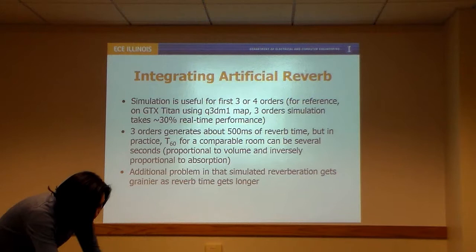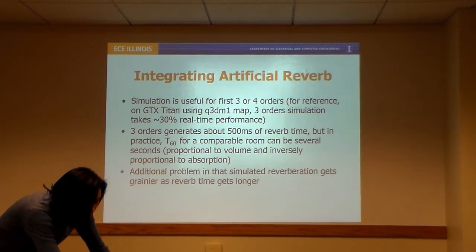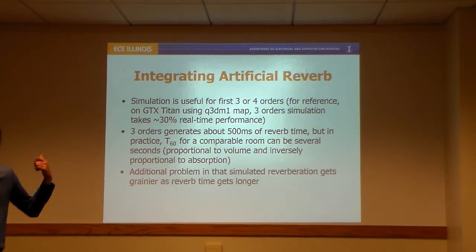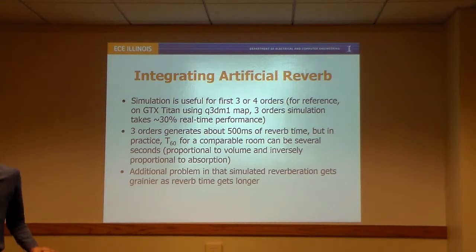Okay, and then yeah, we can generate about 500 milliseconds with just three orders in that room. Obviously, it depends on the dimensions of the room, depends on your sampling rate, and so on and so forth. But in practice, if you have a real room, you measured it, that T60 is not really going to be that until maybe a couple seconds, 3 or 4 seconds.